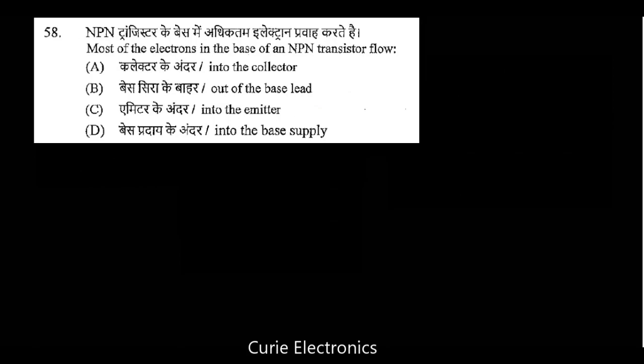Most of the electrons in the base of an NPN transistor flow into the collector. This is the NPN transistor, with base, collector and emitter. So most of the electrons in the base of an NPN transistor flow into the collector.